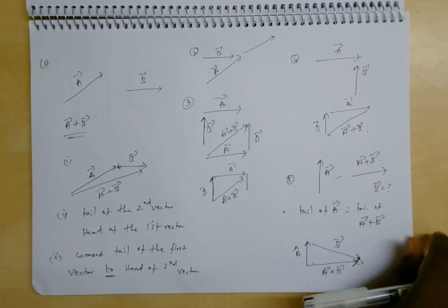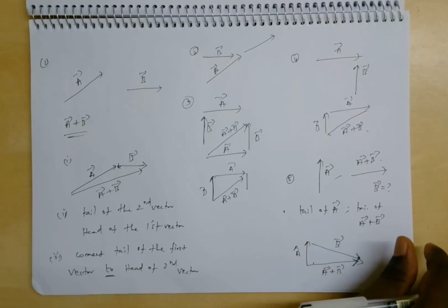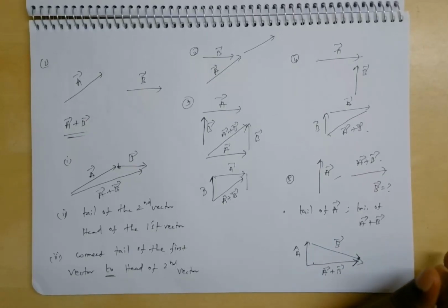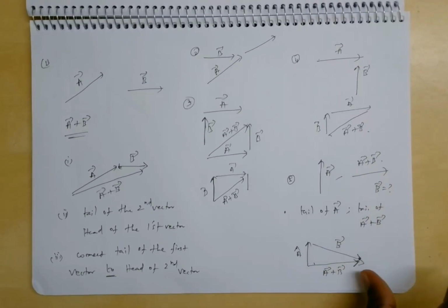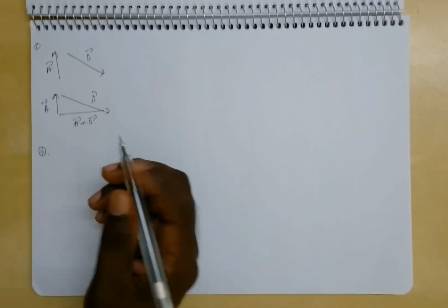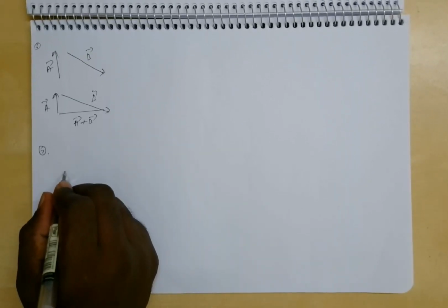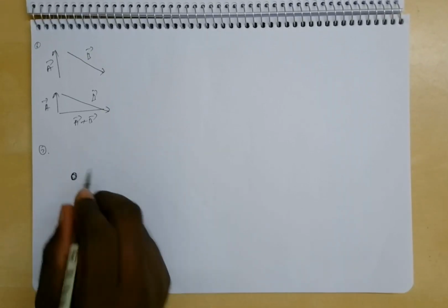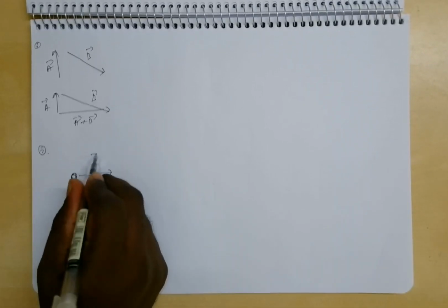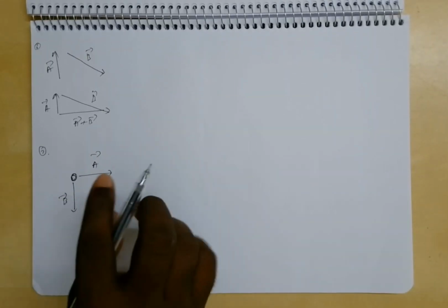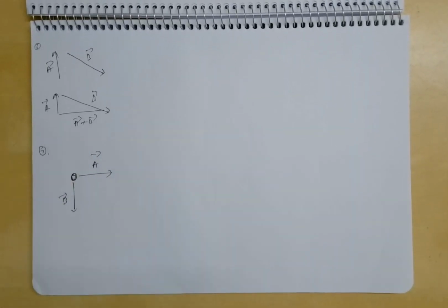Super. I see. Okay. Yeah. Now is it clear, sir? Yes. Is it clear? So now we can go a little further and ask this question. Let's say that here is a point. Two forces are acting, A vector and B vector. What is the vector that has to act so that this object is in equilibrium?